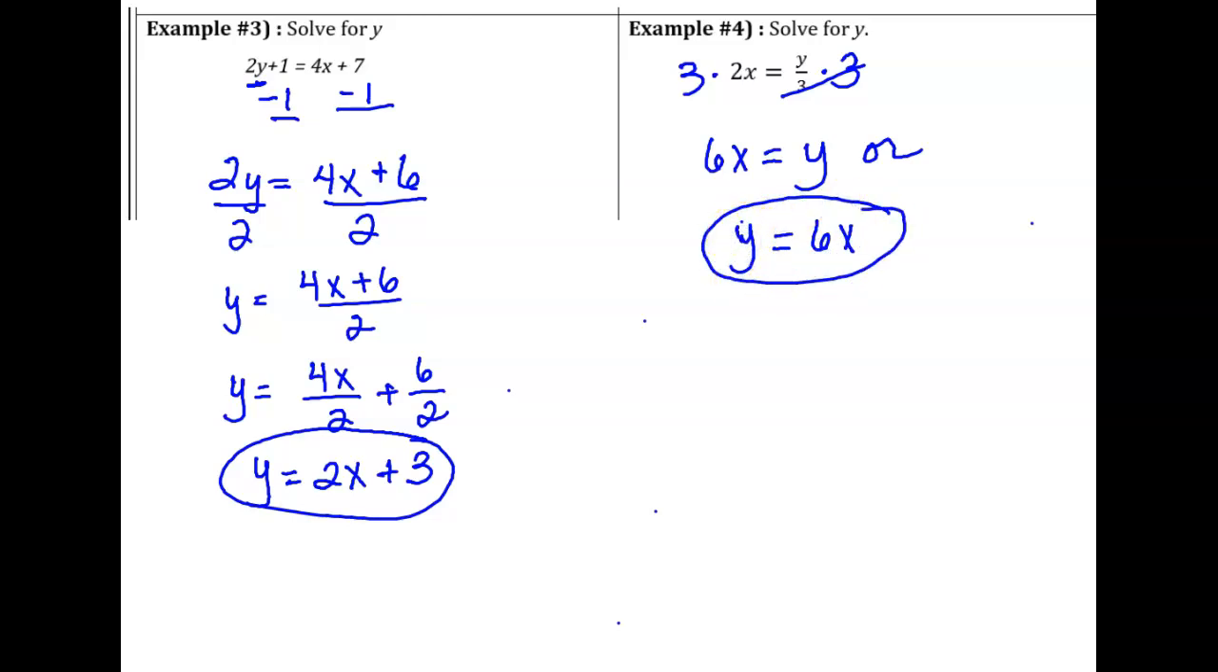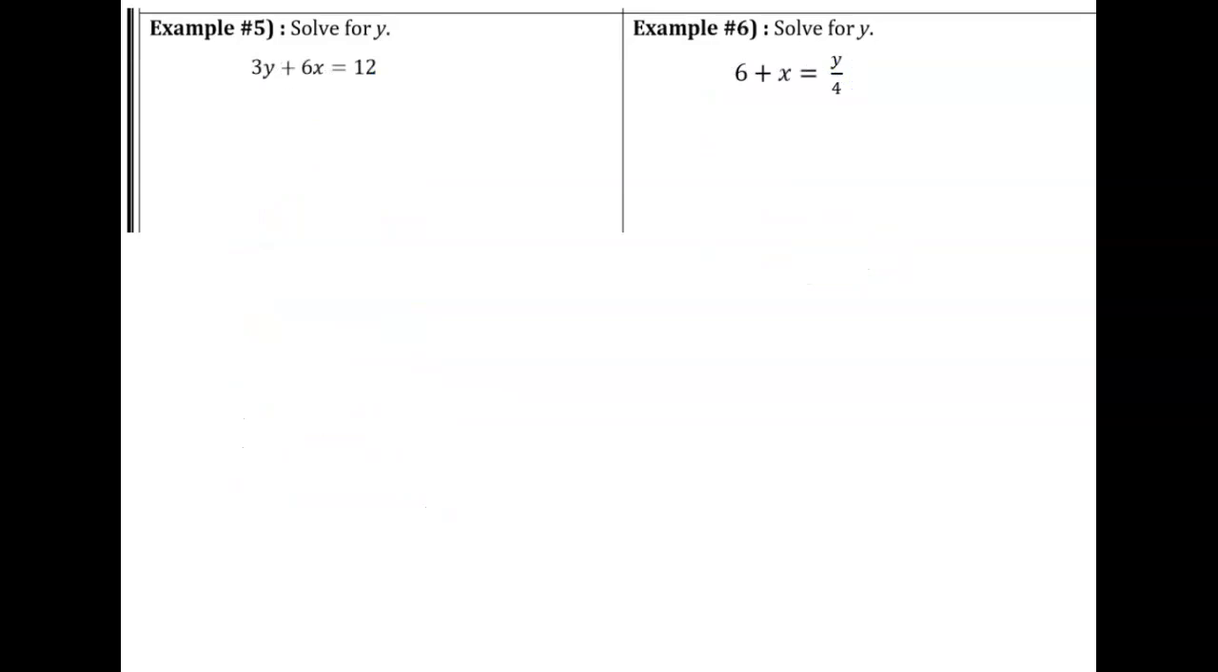Okay, moving on to number 5. All right, now we want to solve for y. I've got another term on the left side of the equation, this plus 6x. So the first thing I'm going to do is bring it to the other side. So I'm going to subtract 6x from both sides. When I do that, I've got 3y is equal to, and these are not like terms, so it's negative 6x plus 12. And now to get y by itself, I'm going to divide by 3.